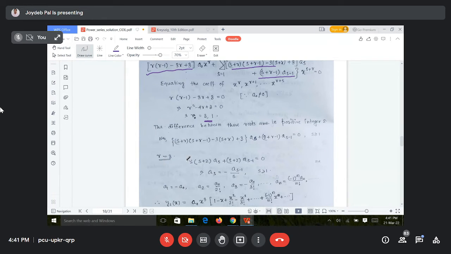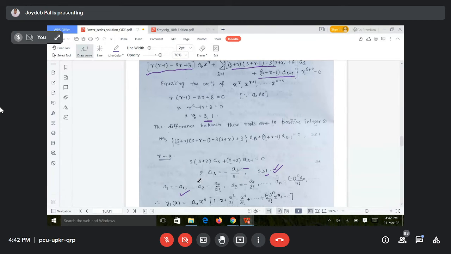There you put r is equal to 3. So you will get this type of recurrence relation: a_s is equal to minus a_(s minus 1) divided by s. Okay. And since that summation starts from 1, s is running from 1. Now if you put s is equal to 1, then a1 is equal to minus a0 by 1. So a1 is equal to minus a0. Then you put s is equal to 2, a2 is equal to minus a1 by 2.